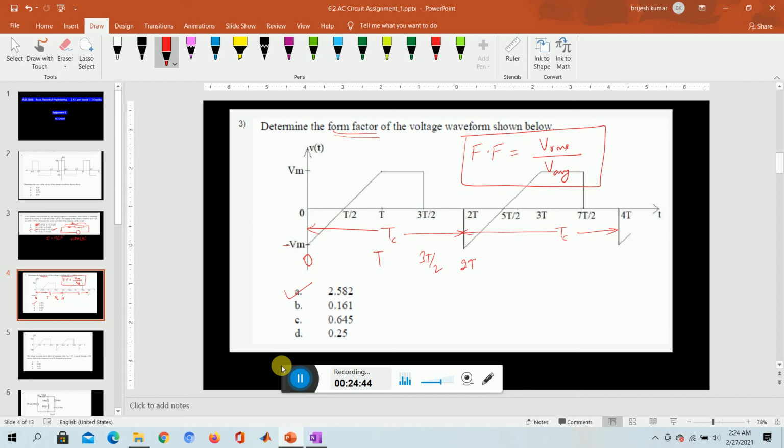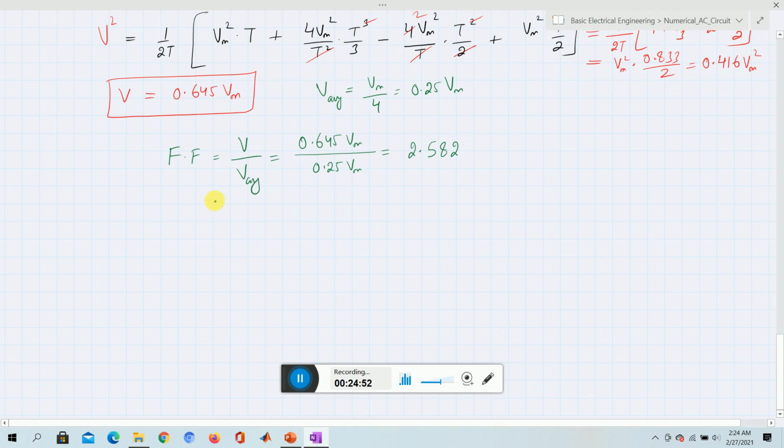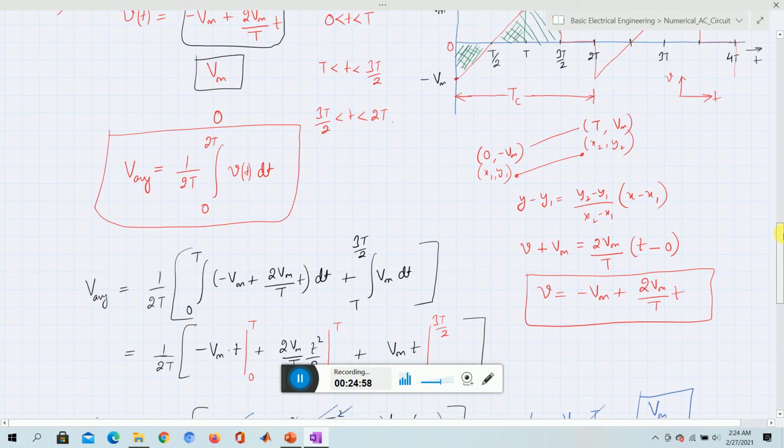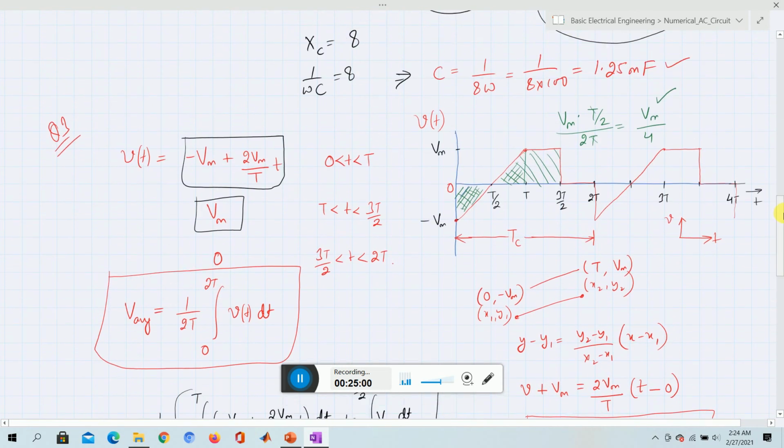Any problem that is given, first you have to find up to what point it is periodic, then you write down the equation for it, like the voltage equation for that particular waveform. From the voltage equation you can find out anything, the average value or the RMS value, anything. In the next videos we will do question number 4 and try to solve it.